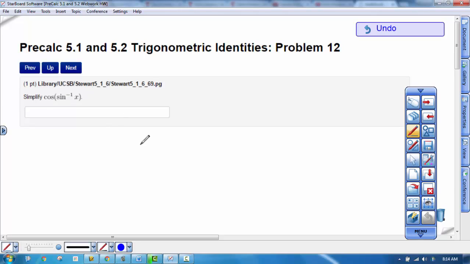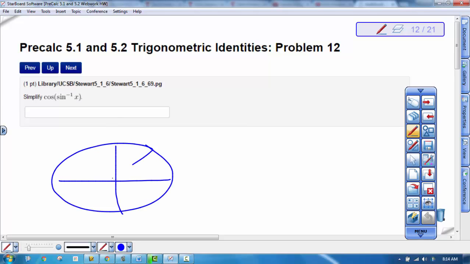Okay, next problem gives us the cosine of inverse sine of x. Now, inverse sine, anytime you see an inverse trig function, that's an angle. So I'm going to draw that angle in the first quadrant, and I'm going to say that sine of theta equals x, because that's how you write this, right? So I'm just calling this theta right here, in which case I can flip the theta. If the inverse sine of x equals theta, I can flip these two and do sine of theta equals x.